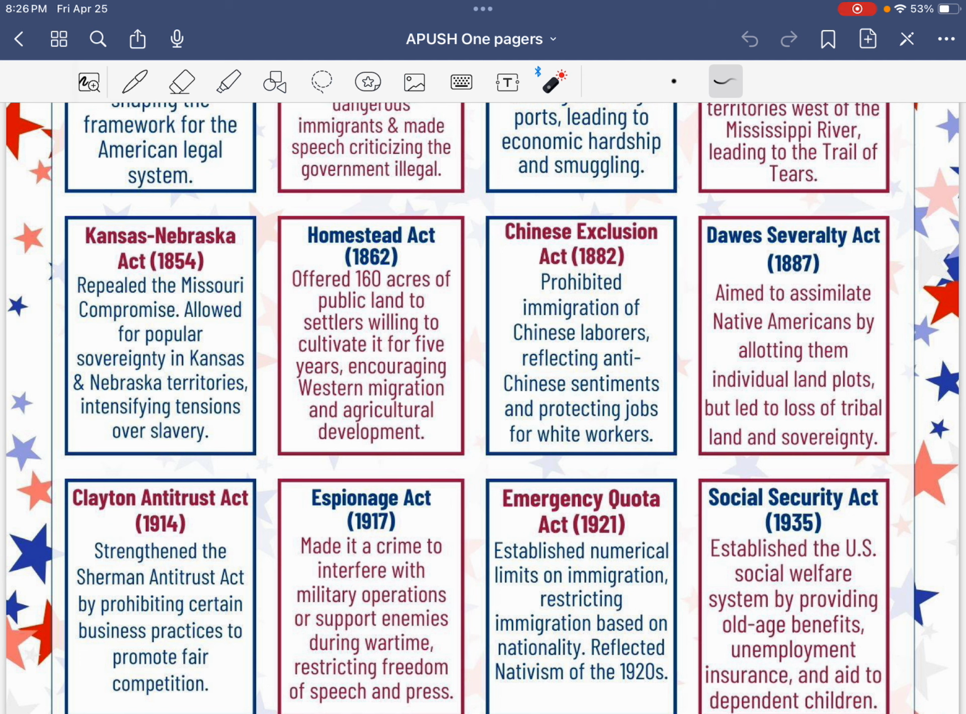The Dawes Severalty Act is in time period 6. All that westward expansion stuff I was talking about earlier: first they got moved over for the Indian Removal Act, then they were put on reservations, and then finally reservations weren't even good enough. So many white settlers were pouring into these areas. So it wanted to assimilate Native Americans by taking their communal tribes and allotting them into several different land plots. That's why it's called the Severalty Act or the Allotment Act.